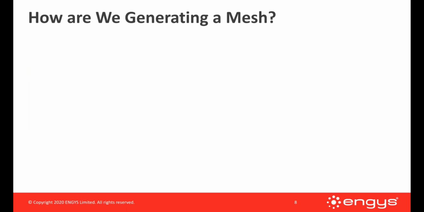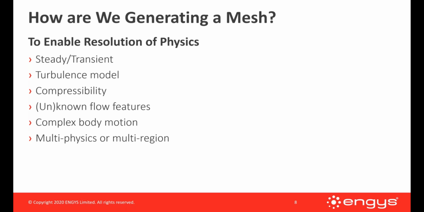So how are we generating a mesh? We need to be able to generate a mesh to enable resolution of physics. Okay, so steady versus transient. Maybe a mesh would be different for a steady state scenario versus a transient. For transient, maybe we're using a different turbulence model. Maybe we're using LES or DES, and we need to have different resolution in certain regions to capture flow features that would have been smeared out with a steady state approach.